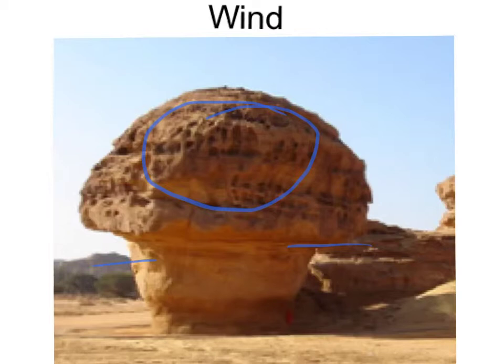When the wind keeps blowing, it makes the bottom of the rock so skinny that the top of the rock topples over. Then, when the top of the rock is on the ground, the process continues, creating more mushroom rocks.